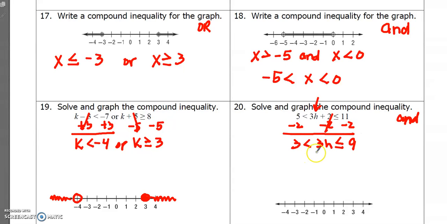And then I get rid of this 3 by dividing by 3 on all 3 sides. So 3 divided by 3 is 1. I didn't divide by a negative, so I'm not switching my inequality signs. 9 divided by 3 is 3. So if I graph this, I'll have a positive 1 with an empty circle, and a positive 3 with a filled in circle. And I'm shading in between.